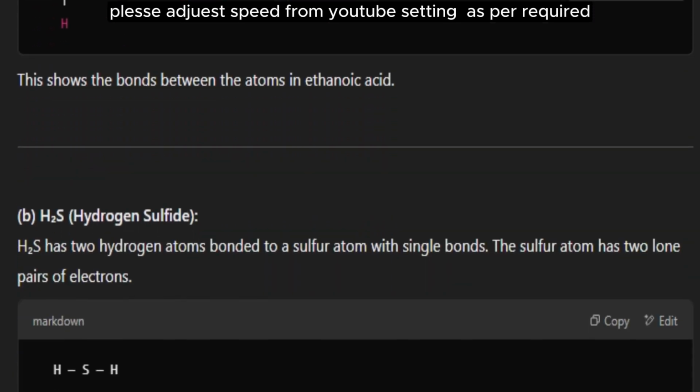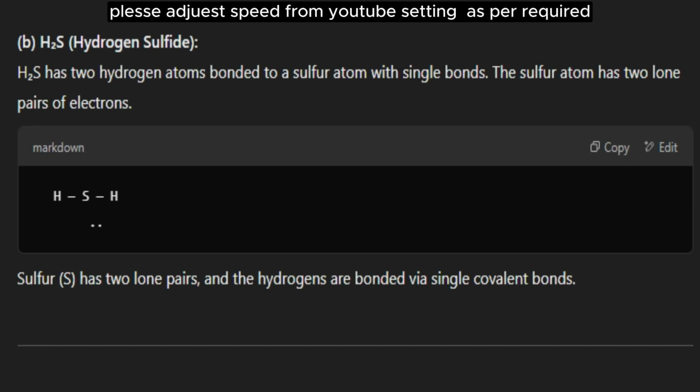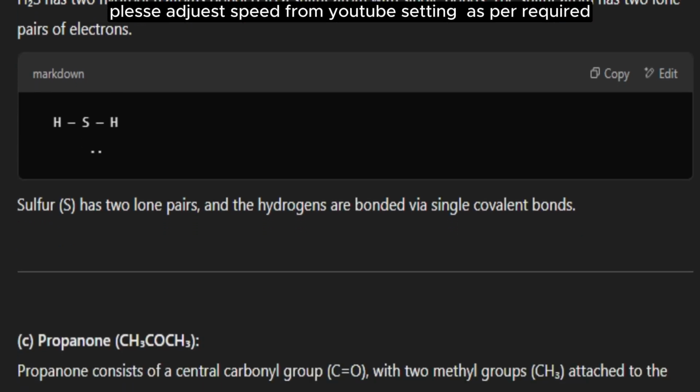B. H2S, hydrogen sulfide, has 2 hydrogen atoms bonded to a sulfur atom with single bonds. The sulfur atom has 2 lone pairs of electrons. Sulfur, S, has 2 lone pairs, and the hydrogens are bonded via single covalent bonds.